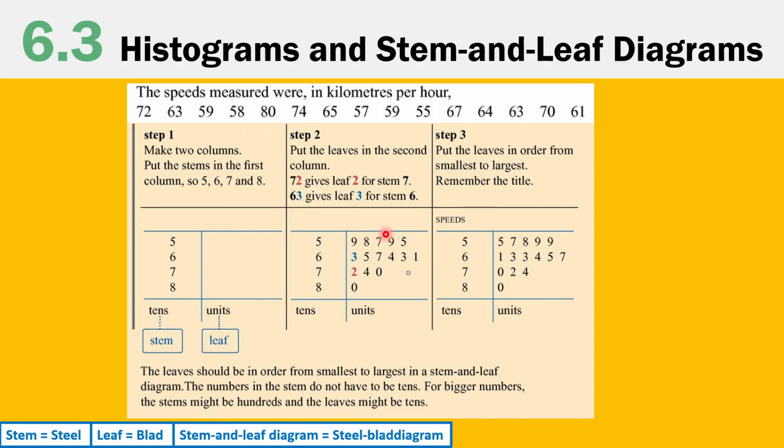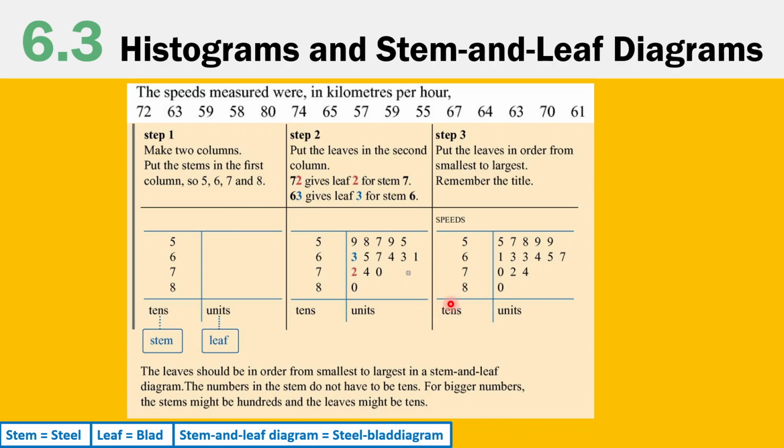So here, just put them in order, right? 5 first, then 7, then 8, then 9, then 9. So the same data values are represented, but now in order from smallest to biggest. Here as well, and here as well.